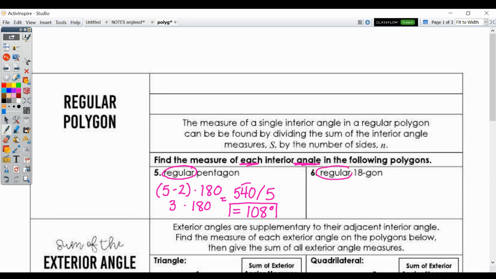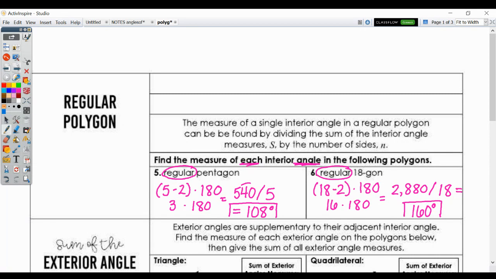Okay, so for a regular 18-agon, they want to know how much each angle is. So you take 18 minus 2, you multiply that times 180. 18 minus 2 is 16. 16 times 180, that's going to give me 2,880. Okay, and then I want to know how much each angle is, and there's 18 total angles. So divide it by 18, and that means each angle is going to be 160 degrees.